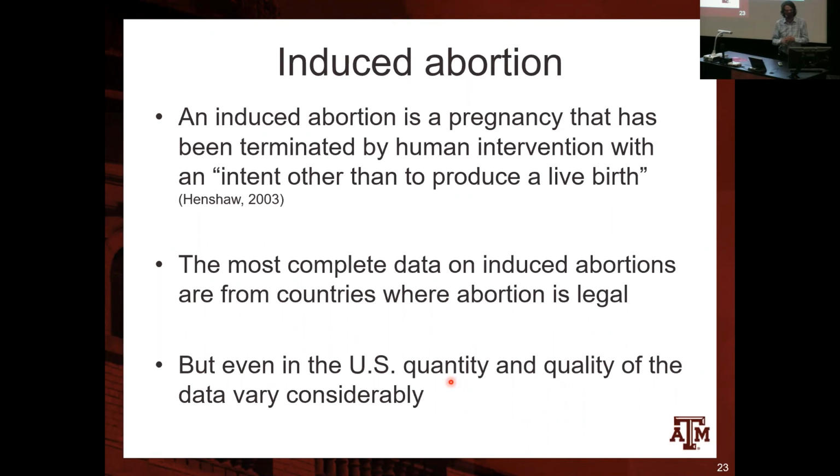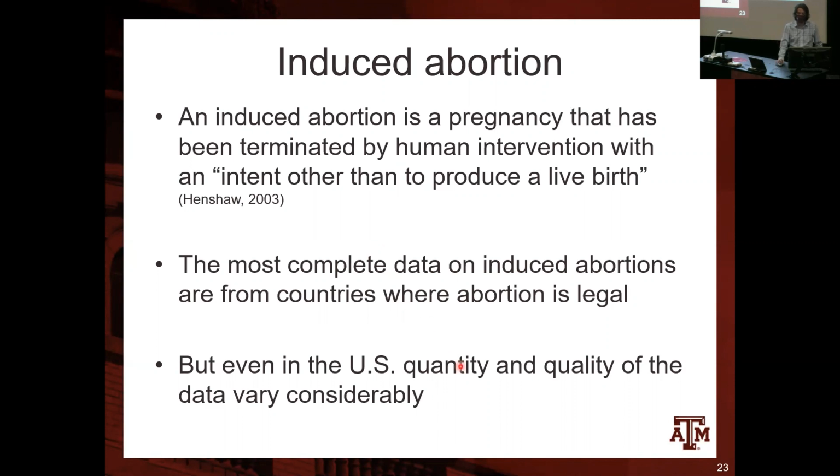And talk a little about abortion. An induced abortion is a pregnancy that has been terminated by human intervention with an intent other than to produce a live birth. The most complete data on induced abortions are from countries where abortion is legal. Exactly when abortion is illegal in a specific country, it's harder to ask those questions to women in surveys because they don't want to get in trouble. So it's more likely to find data on induced abortions in countries where it's actually legal.